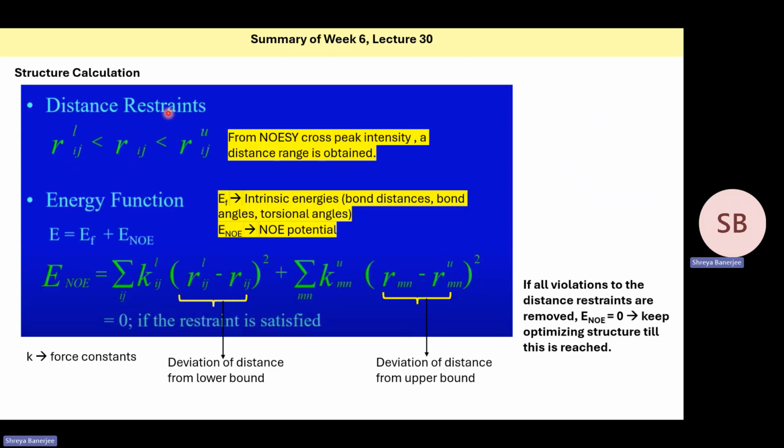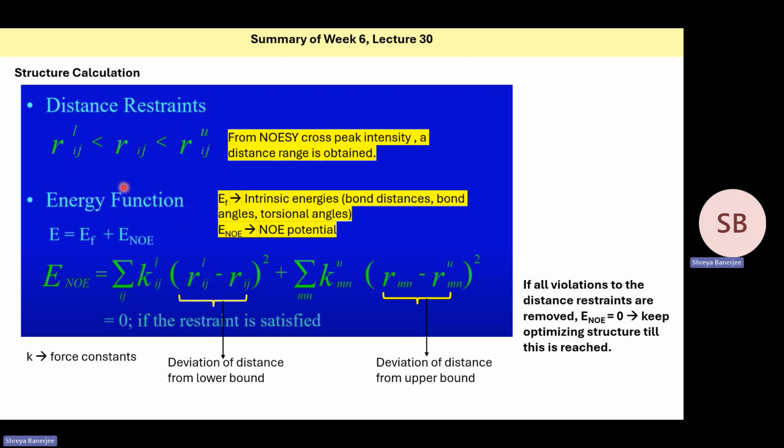So now we will look at structure optimization of the DNA. So what are the constraints that we have? First, we have distance constraints. From NOESY cross-peak intensity, we can obtain a distance range. So our expected distance will lie between an upper limit RU and a lower limit RL. This range will be obtained from the NOESY cross-peak intensity, and this is what we call the distance restraint.